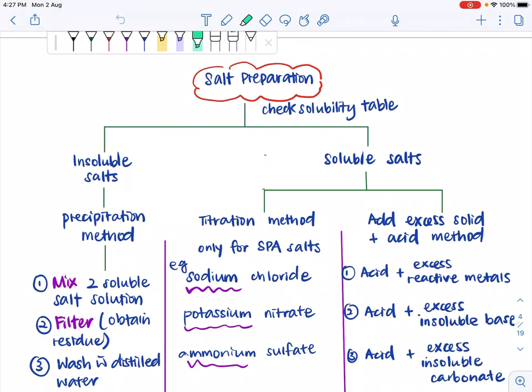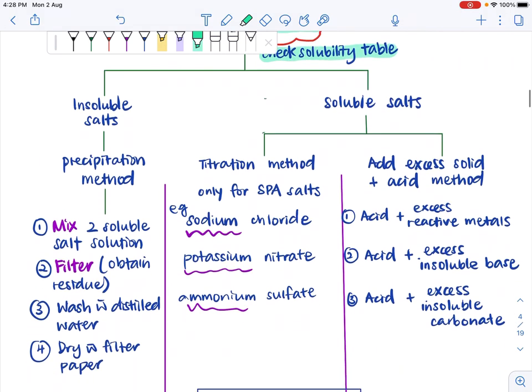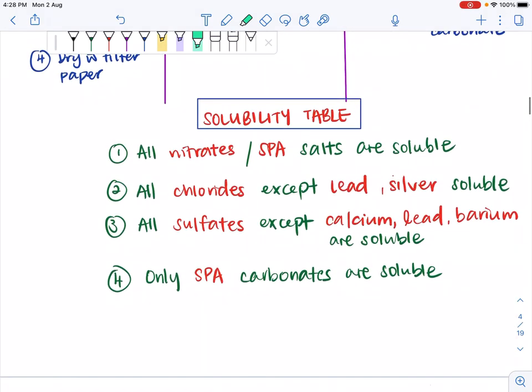Okay, for salt preparation, you need to check the solubility table to determine whether a salt is insoluble or soluble. So what is the solubility table? The solubility table states that all nitrates and spar salts are soluble.